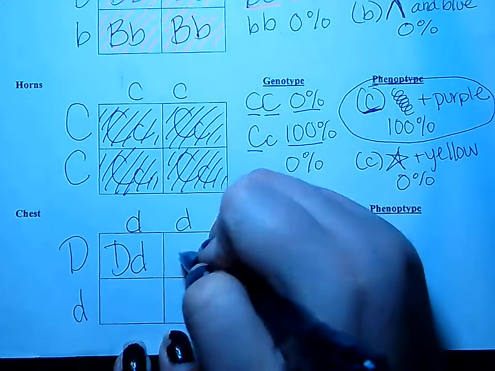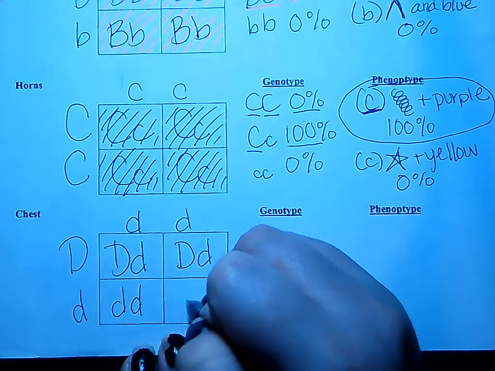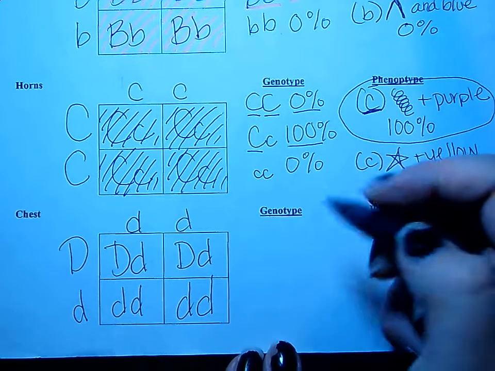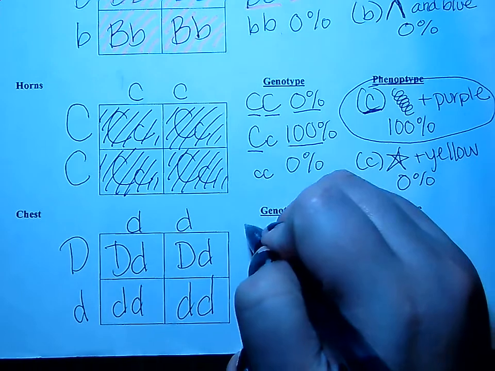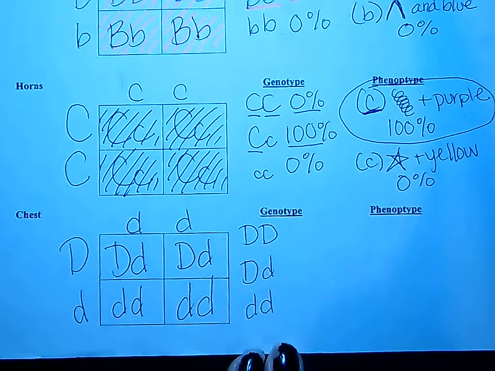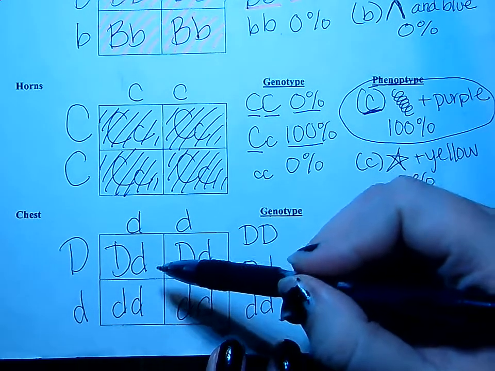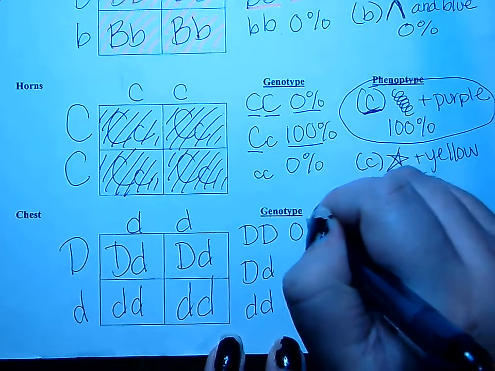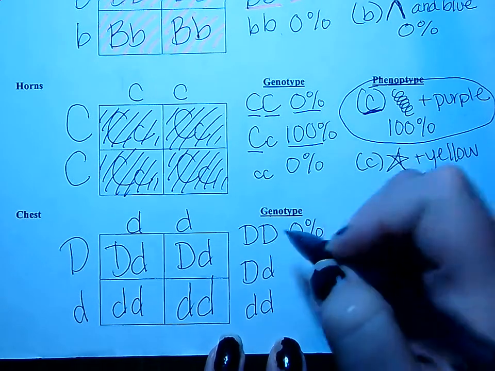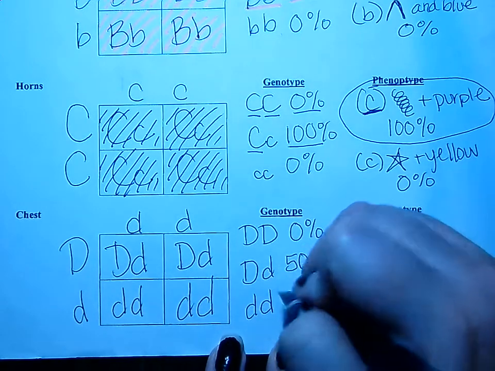Big, little, big, little, little, little, little, little. Genotypes, we list all the possibilities. Big, big, big, little, little, little. So looking at our Punnett square, we have 0% chance of big, big. 2 out of the 4 would be heterozygous, so that would be 50%. And then 2 out of the 4 would be little, little, which is 50%.